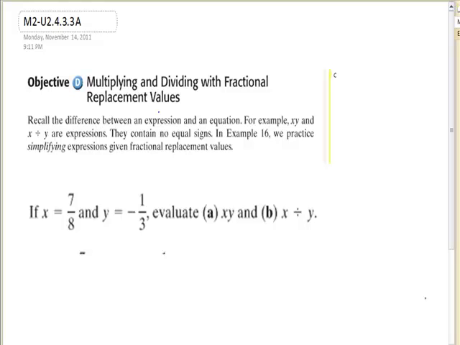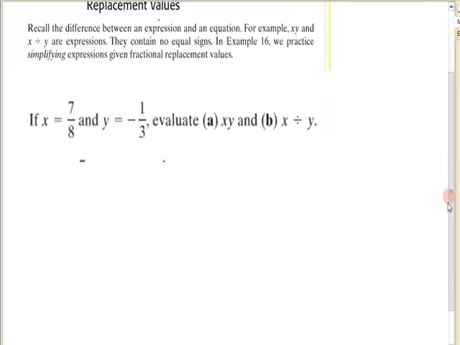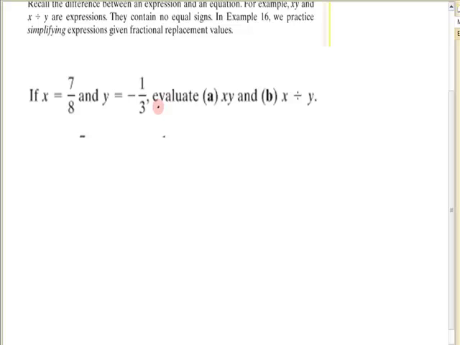All right, we're going to use some of our multiplication and division with fraction skills by doing some replacements into expressions. There's not an equal sign here. We're supposed to evaluate the expression xy. Then we're going to turn around and evaluate the expression x divided by y. So we've got two problems to do.